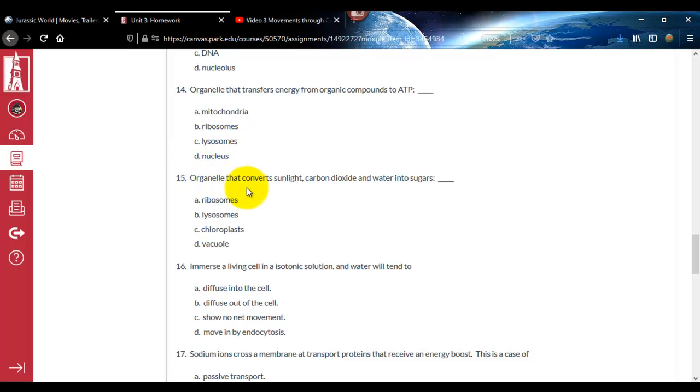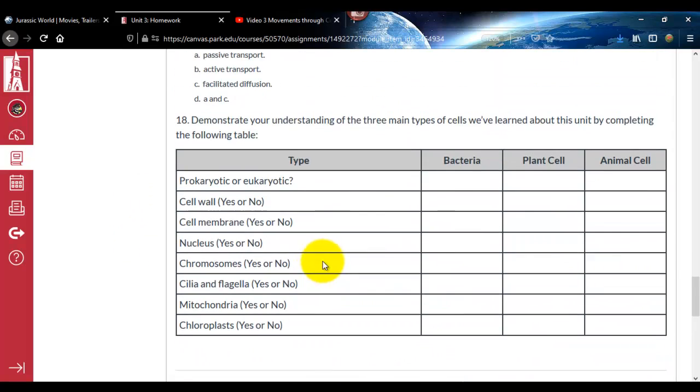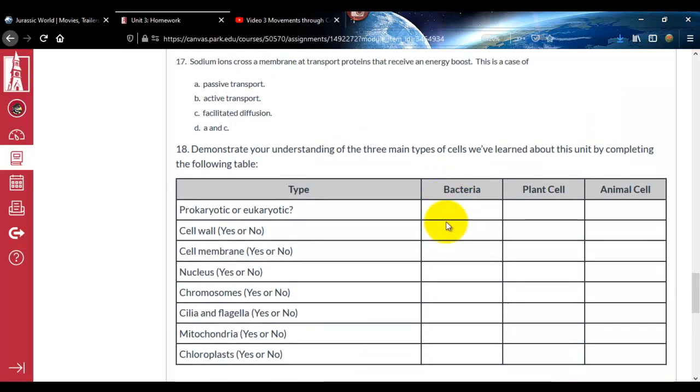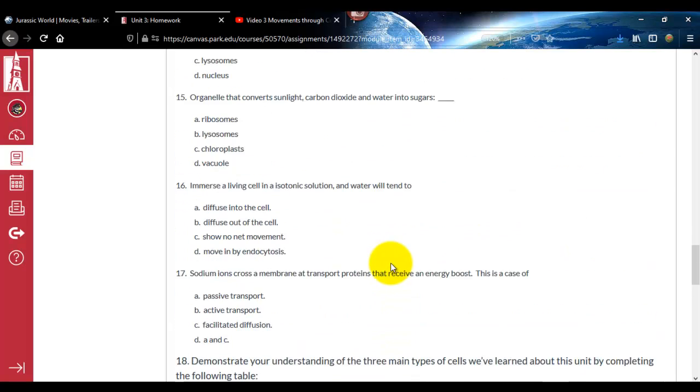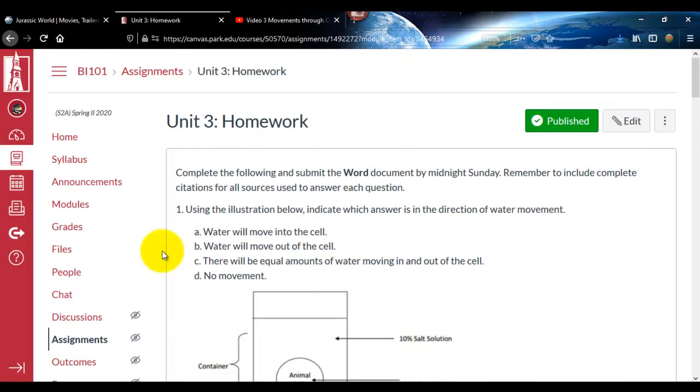Look at this one: an organelle that converts sunlight, carbon dioxide, and water into sugars. That should be a pretty easy one. And then fill out this little chart here. It's just asking you about some parts, cilia, flagella, that kind of thing. Of course, plant cells do not have cilia or flagella. Well, maybe a Venus flytrap, but okay, so that's your homework.